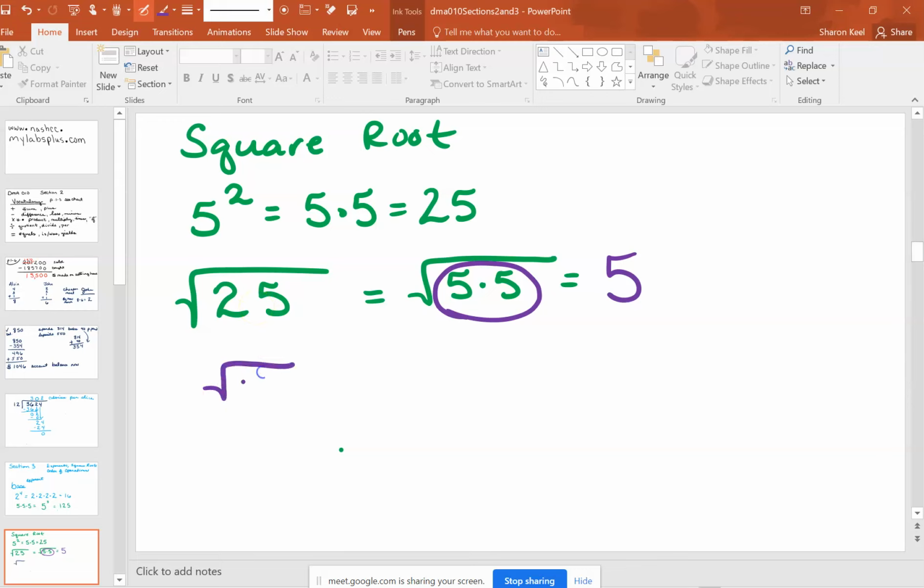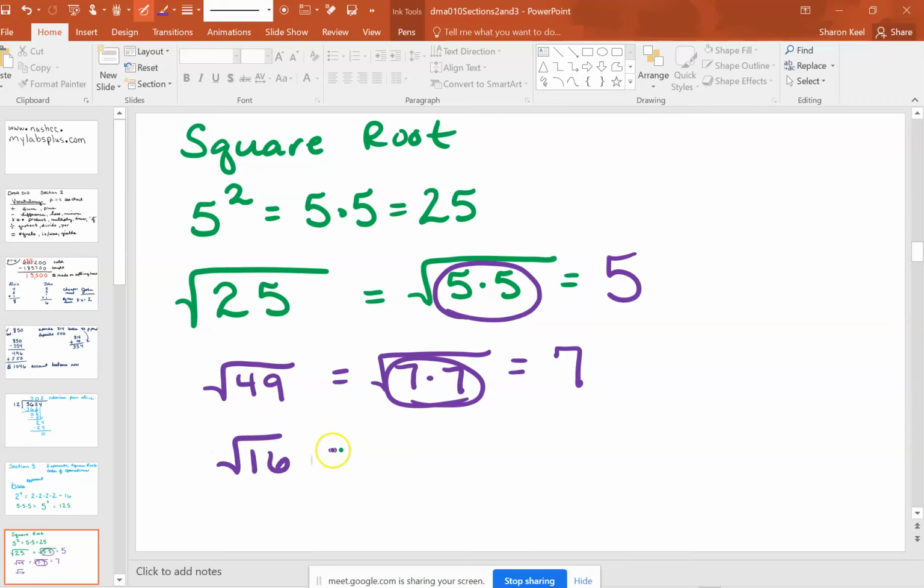Let's look at this. What's the square root of 49? The square root of 49, if you multiply the like numbers, would be 7 times 7. So you have a pair of 7s, that solution would be 7. If I said, what's the square root of 16? What do you multiply times itself to get 16? A 4. What's the square root of 100? What do you multiply that's the same to get 100? 10 times 10. So the square root of 100 would be 10.